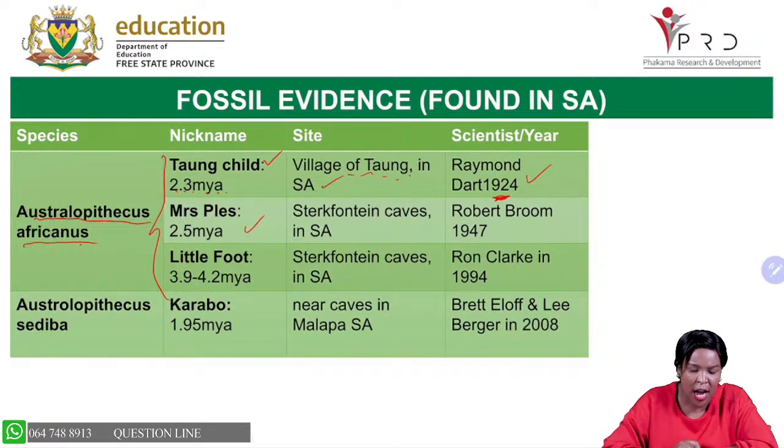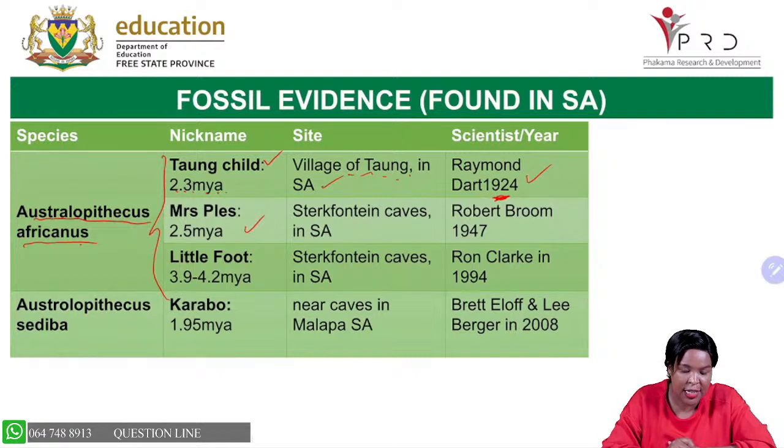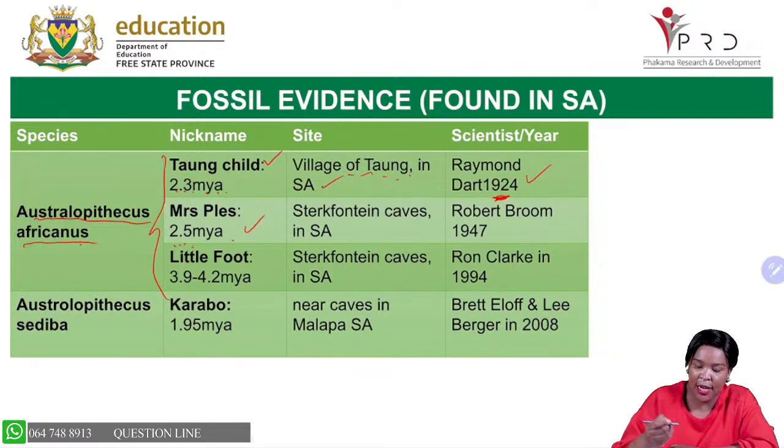Another example of Australopithecus africanus that was found in South Africa is Mrs. Ples, whereas there is also a debate now to say it was a Mr. or it was a Mrs., but just write Mrs. Ples for now, which is widely accepted. It lived on the earth about 2.5 million years ago, and the fossils were found in the Sterkfontein caves in South Africa by Robert Broom in 1947.